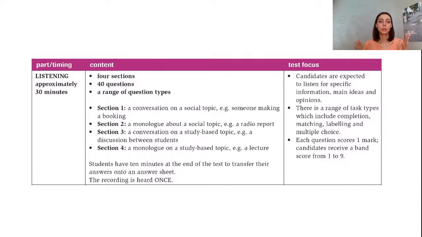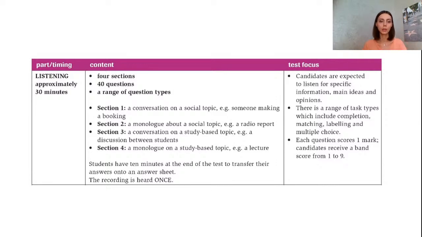There are, in general, 4 sections, so it means you will listen to 4 audio recordings, and in general there are 40 questions, so 10 questions for each audio track. So we have 4 sections.